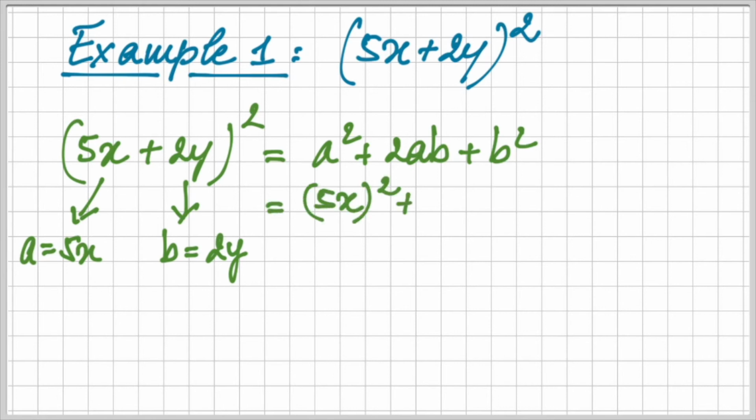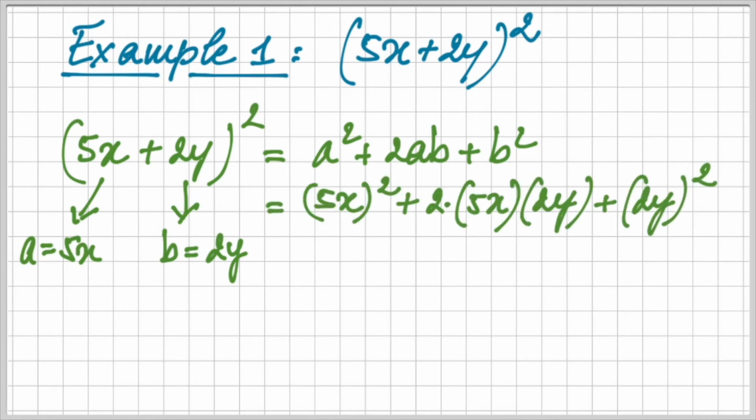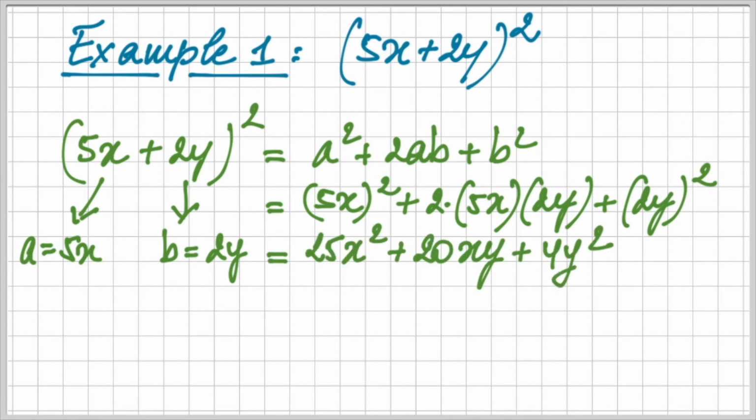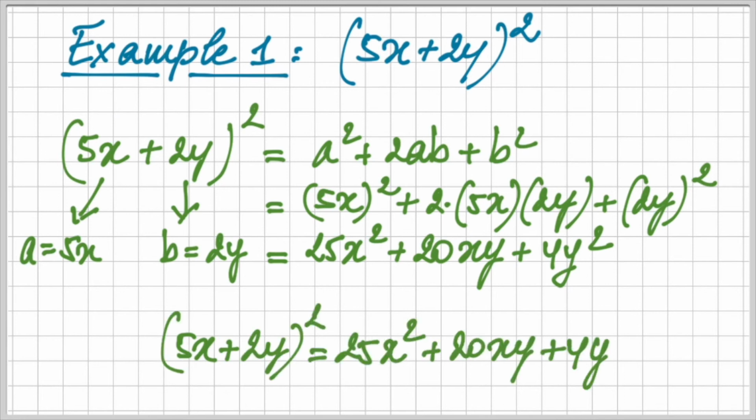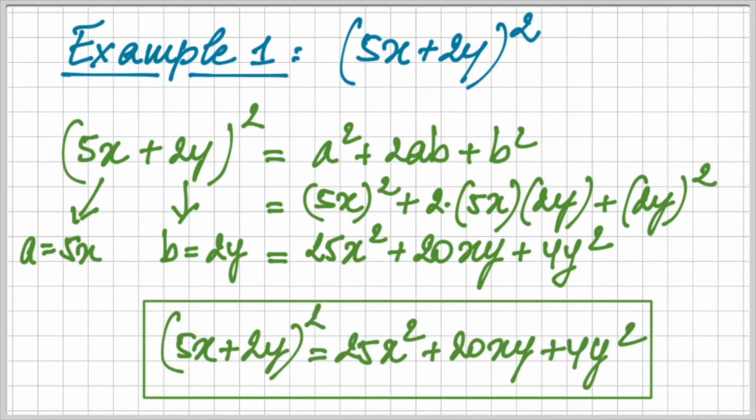So we can say that we have (5x)² + 2 times 5x times 2y + (2y)². And when we finish the calculation, we can say that this is 25x² + 20xy + 4y². And we have the result here that (5x + 2y)² is equal to 25x² + 20xy + 4y².